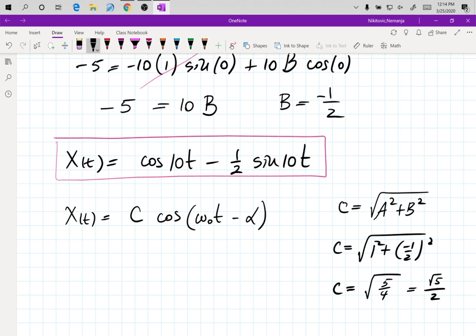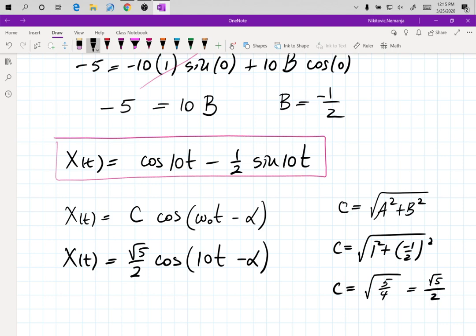We know omega t, so let's write what we have so far. We have root 5/2 cosine 10t minus alpha, right? Now, the question is, what is alpha?